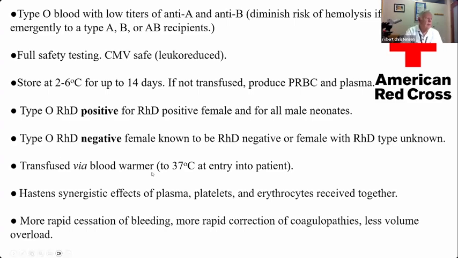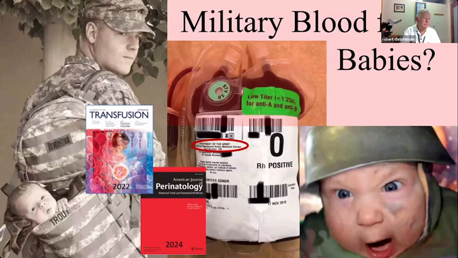It's transfused by a blood warmer because it's cold, but using an inline blood warmer, it's at physiologic temperature when it enters the patient. It hastens the synergistic effects of giving plasma, platelets, and erythrocytes by giving them all together because they interact. And it causes a more rapid cessation of bleeding and a more rapid correction of coagulopathies with less volume overload, because it actually is in less volume because you don't have to anticoagulate each component.